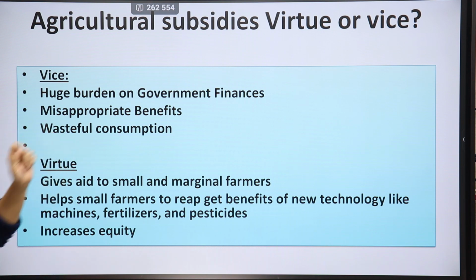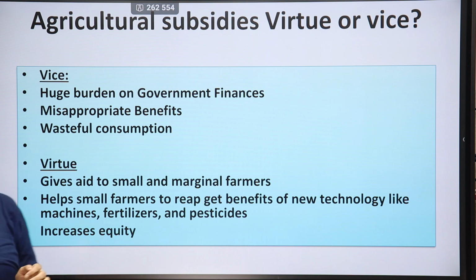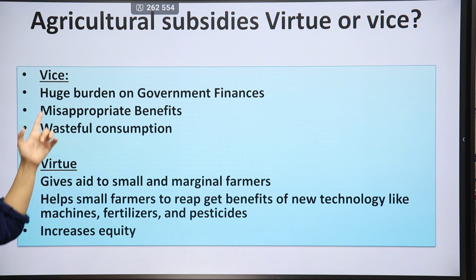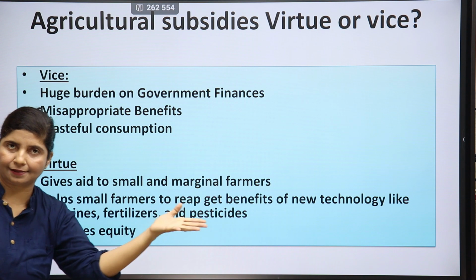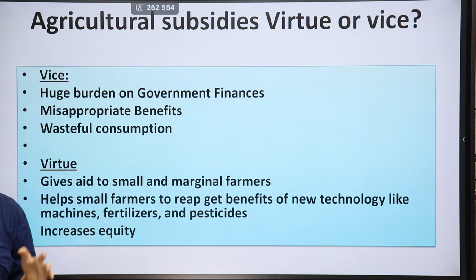Agricultural subsidies, virtue or vice. See, when we give agricultural subsidies to farmers, we can see whether it is good for people or not. Vice means the bad things about subsidies. What are the disadvantages of giving subsidies to people? Huge burden on government finances. When government gives subsidies, it's a huge burden.